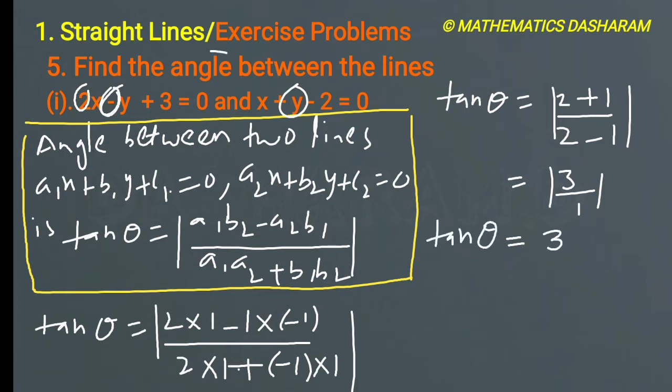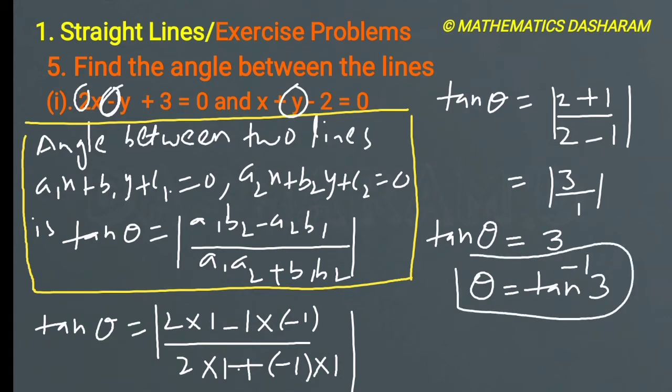But he asked for the angle. Angle means theta value. So theta equals, 3 is not coming in the tan table. So then tan inverse 3 is the angle between the two given straight lines.